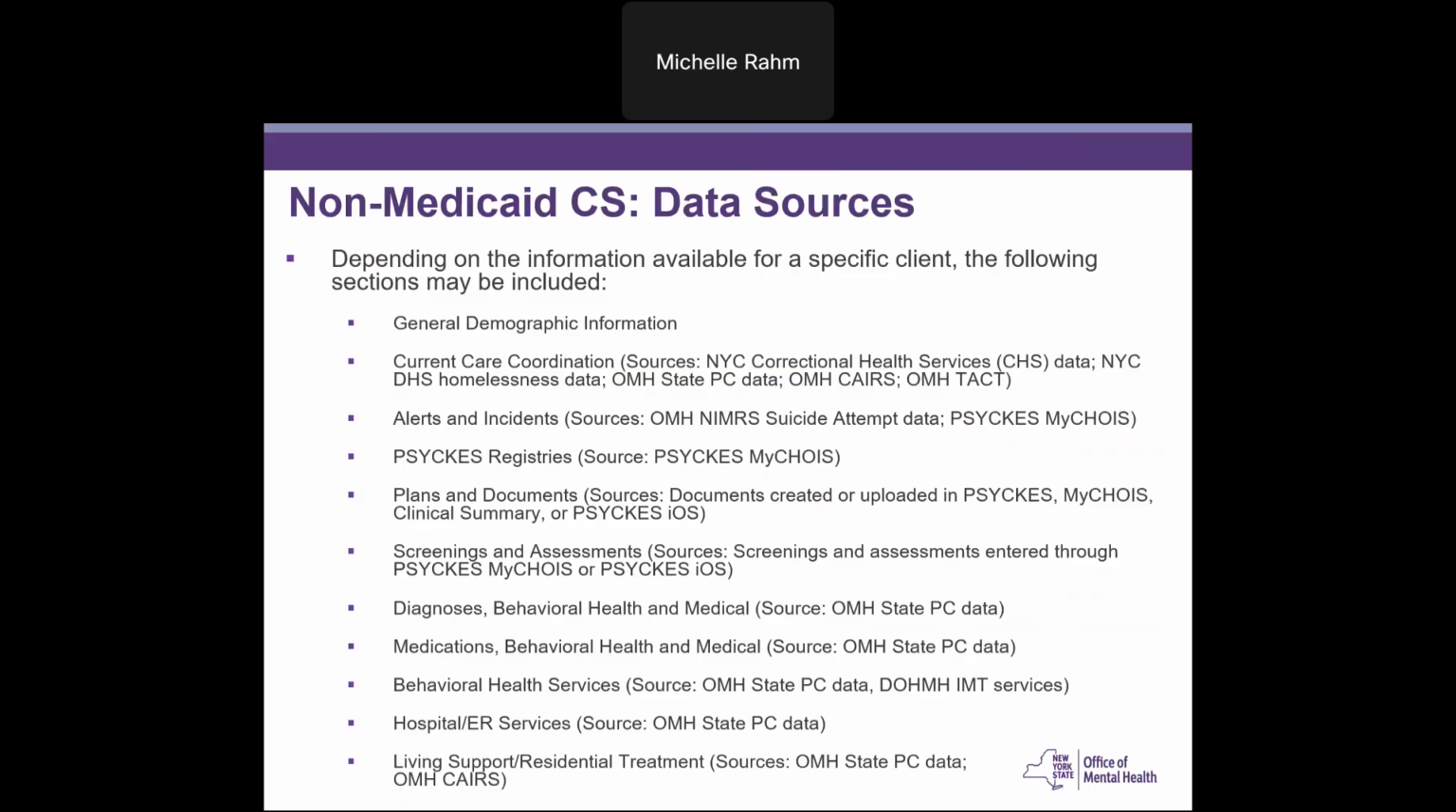We also have screenings and assessments, diagnoses, behavioral health and medical, medications, behavioral health services. We have hospital ER information, and then living support and residential treatment. So all of this information is coming to us from our state administrative databases, since Medicaid billing is not included in a non-Medicaid clinical summary.